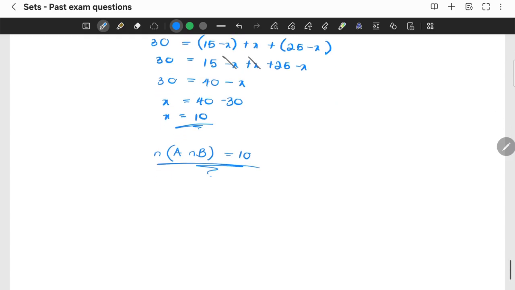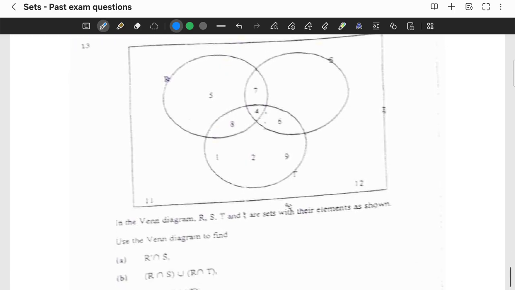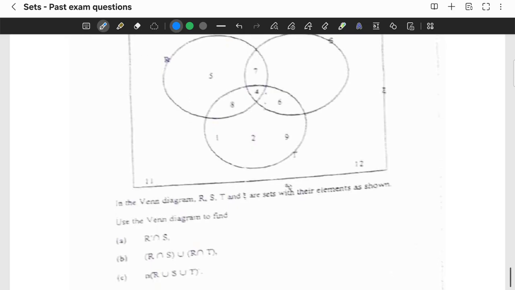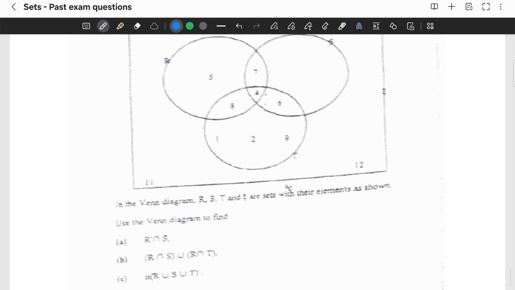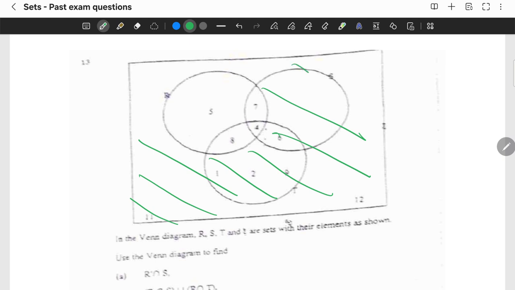So that's it. Then we go to June 2012 paper 1, where we are given a Venn diagram with R, S, and T, and the universal set with the elements is shown. Use the Venn diagram to find R complement intersection S. So R complement, if we shade it in green, is everything outside of R.